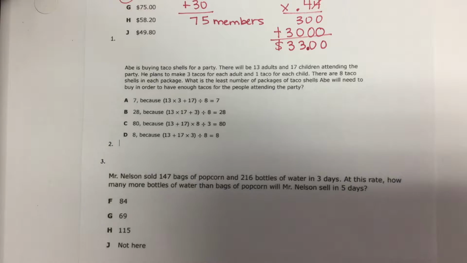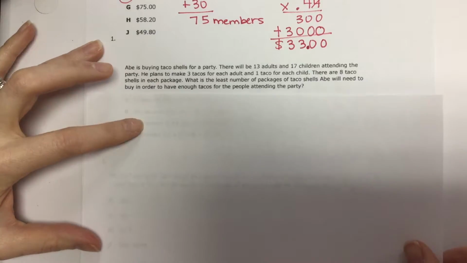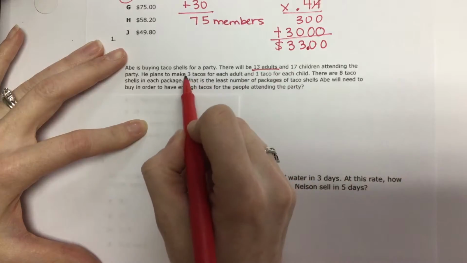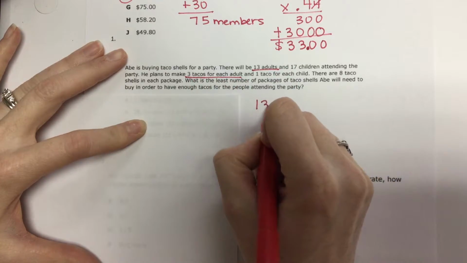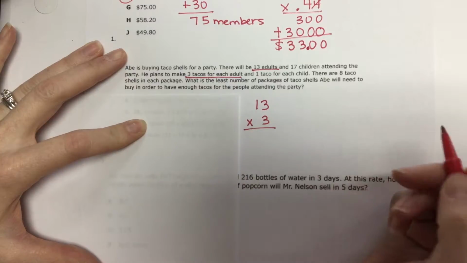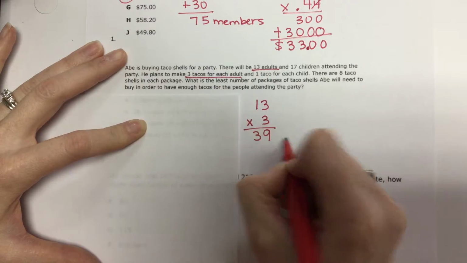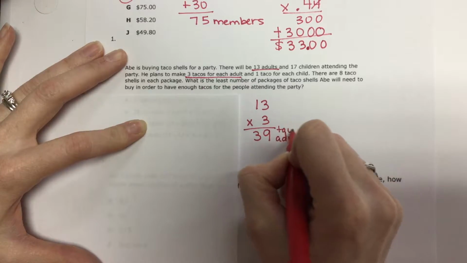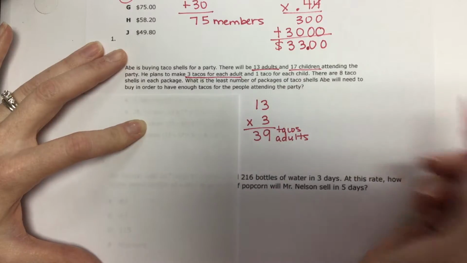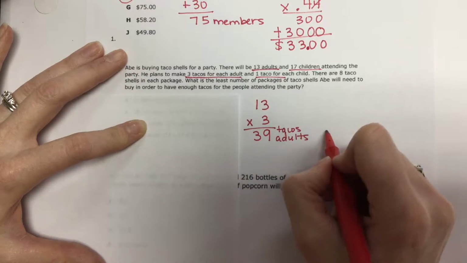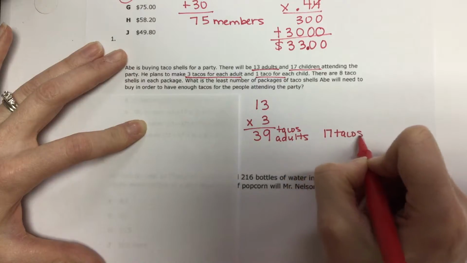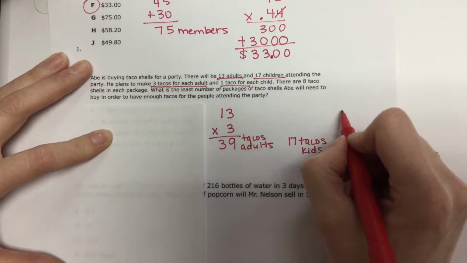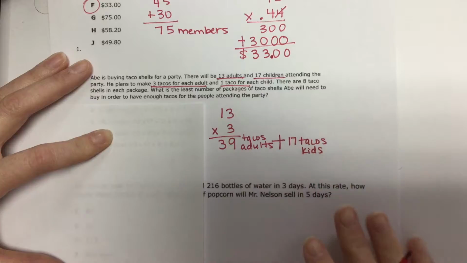Well, I'm not even going to look at my answer choices just yet. I'm going to try to figure this out on my own for a second. So I can see that I have 13 adults, and I know that I need 3 tacos for each adult. So let's try to figure out how many tacos we need for the adults. So I'm going to multiply, and I can see that we need 39 tacos for the adults. Okay, and then I see 17 children here, and that's going to be 1 taco for each child. So there are 17 tacos for the kids. So how many tacos do we need total? Well, I would add those two together.